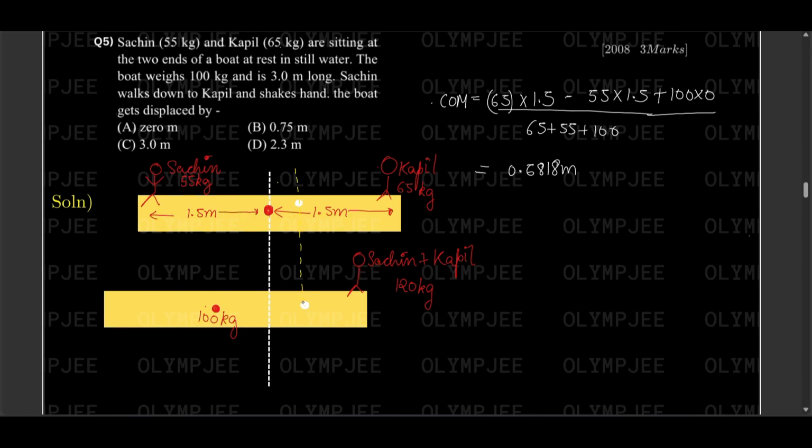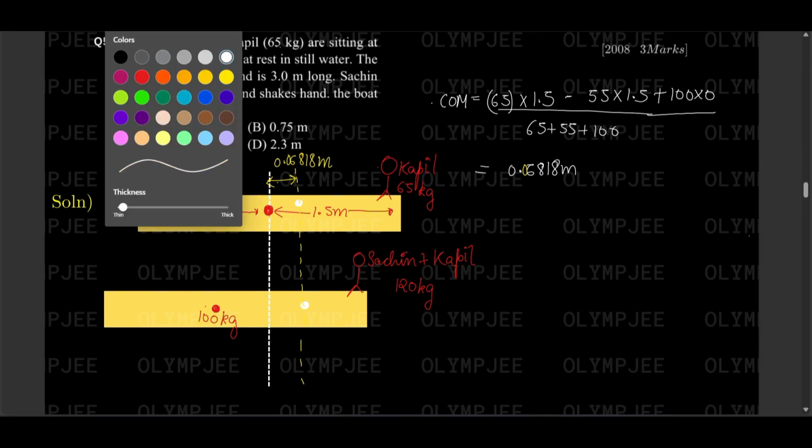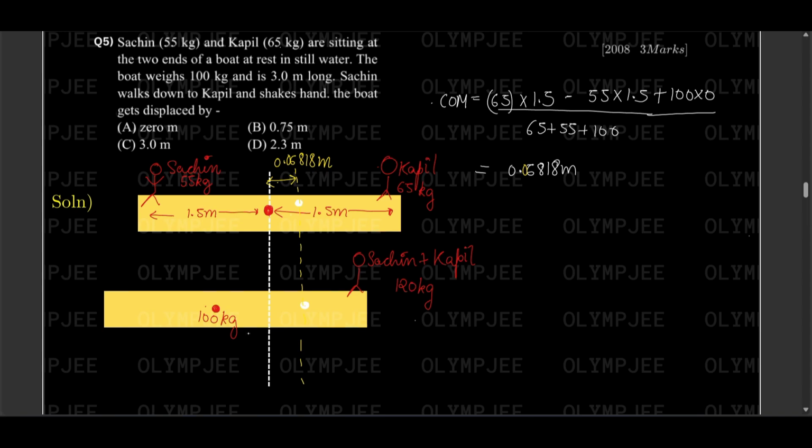So this distance of the center of mass is 0.6818 meter. Sorry, 0.06818 meters. So center of mass in this case should also be 0.06818. So notice that if the boat has moved d distance to the left, then the new center of mass formula would be, so this distance would be now 1.5 minus d meters.